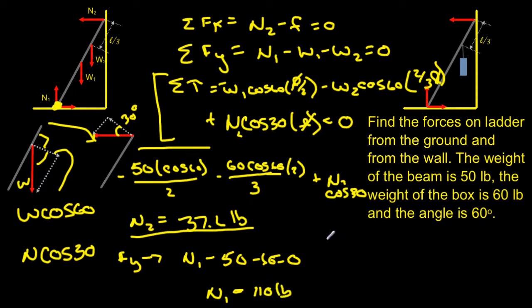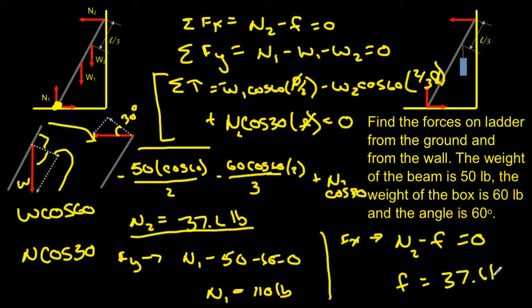And then finally, for our third answer, we go back to the Fx equation. And we have N2 minus F equals 0. So we already know that N2 is 37.6, so F has to equal 37.6 pounds as well. So there are our three answers. And you can see this is a little bit more complicated, but by choosing the rotation place, it does come out fairly easily.